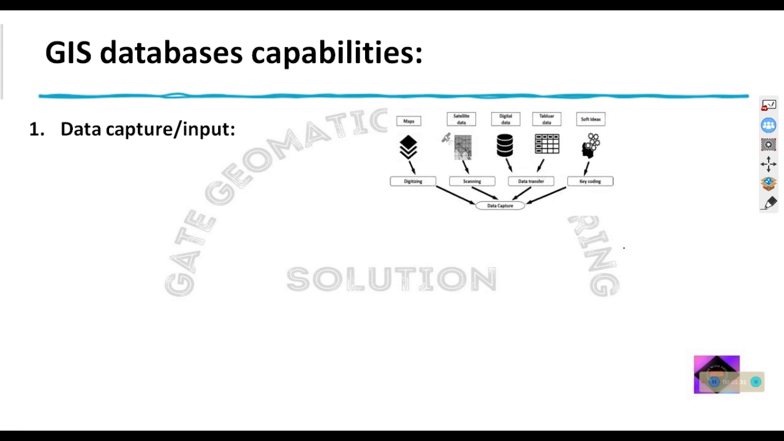So data can be captured from various sources, like from maps, from satellite data, from digital data, from any attribute or tabular data, or you can create one soft idea and code it like in computer programming, and based on that you can create another type of data. So those are the things that can be done in GIS. So this is one of the capabilities, data capture and input.